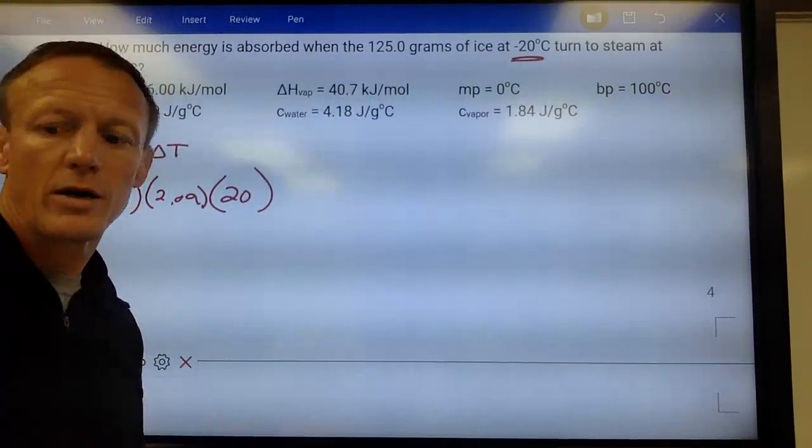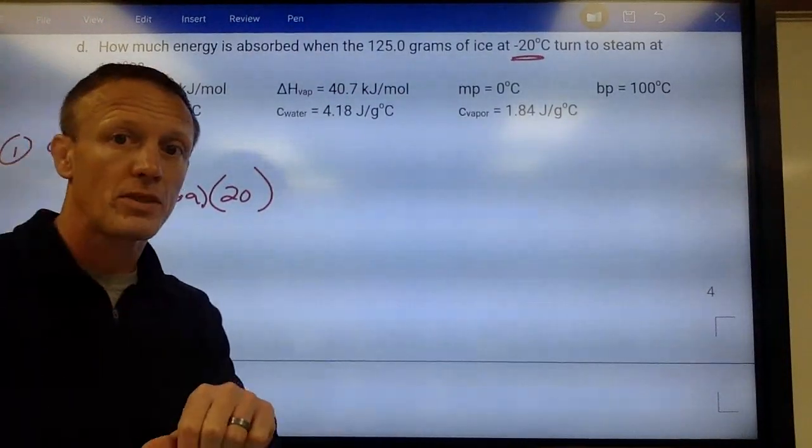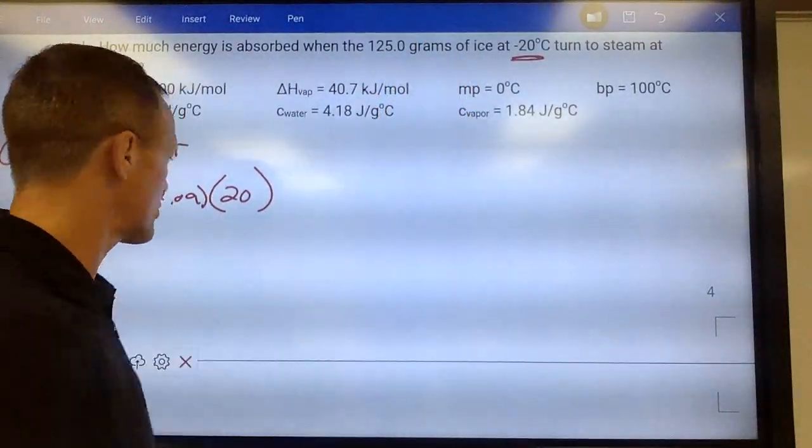One second here. All right. And this is all going to be an endothermic process. We're starting with ice, which is really cold, going up to steam, which is really hot. So we're adding heat that whole time. So everything's going to be positive.